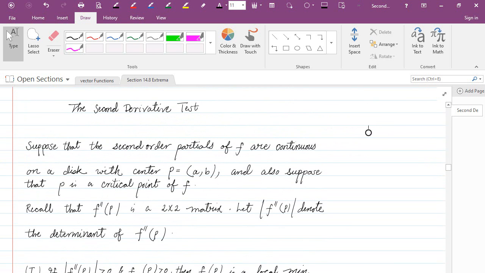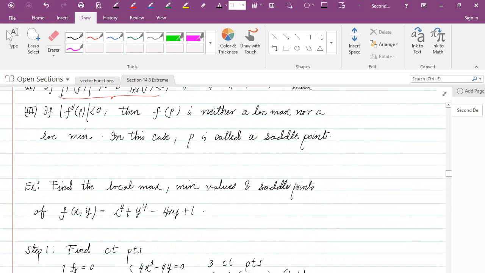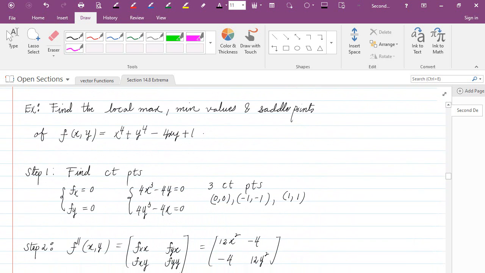Okay, so that's the second derivative test, and let's apply that in the following example. Let's say that I have the function f of x, y equal to x to the 4 plus y to the 4 minus 4xy plus 1, and I want to find the local max and local min values of f, if any, and also the saddle points of f. So the first thing we want to do is find the critical points, which we have actually done in a previous example.